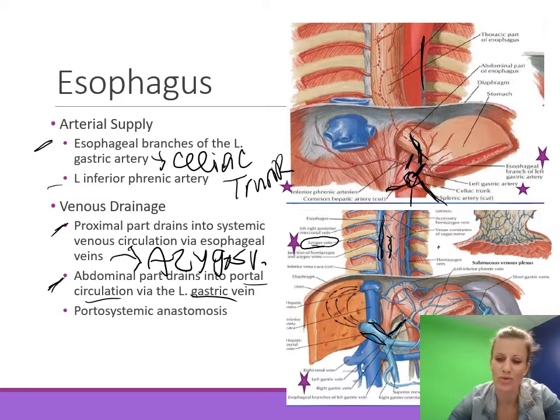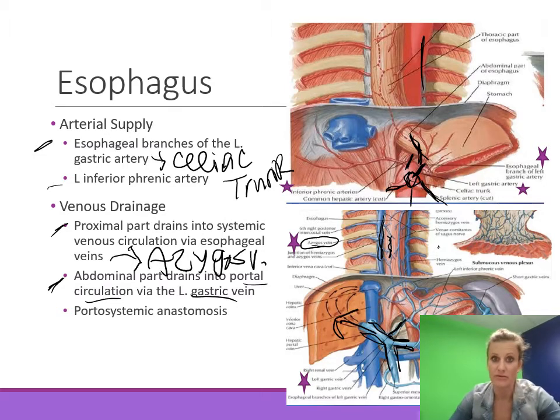So the hepatic portal vein is really made by this large fusion between the superior mesenteric vein, and then this way is the splenic vein. Right after those merge, you see the left gastric vein, the really small one, entering into the hepatic portal vein, and the hepatic portal vein is bringing blood into the liver to be processed.